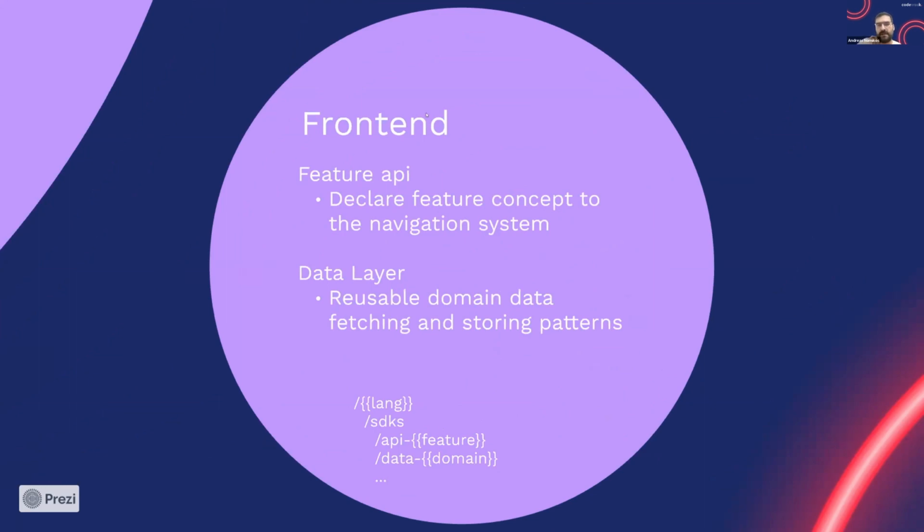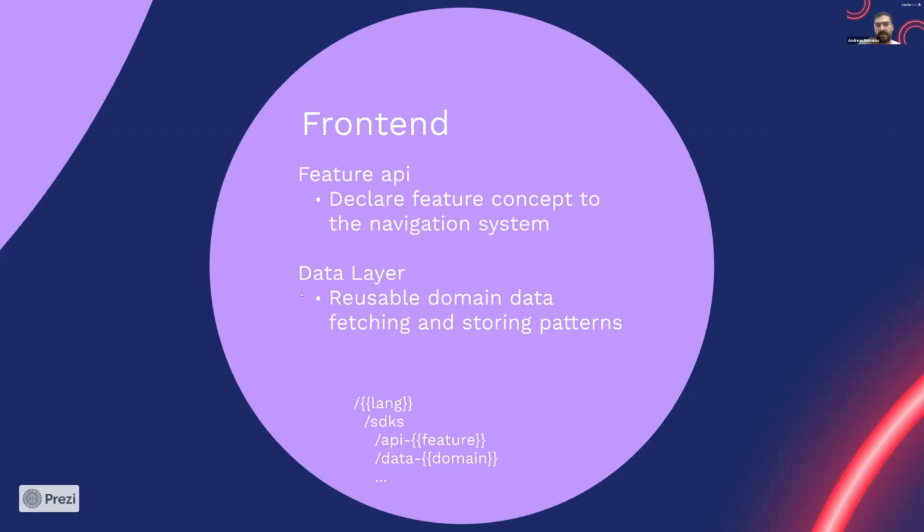At the front end, the two things that I've seen to add to this SDKs is some sort of a feature API. So when you have a particular micro front end, for example, you might abstract the API of that front end over here so that you can allow the navigation system to navigate from one micro front end to the other in a general way.